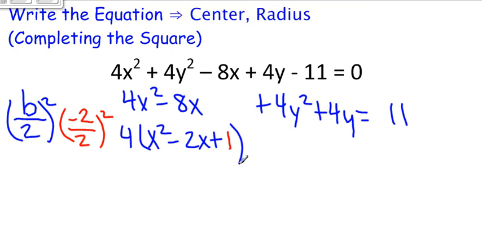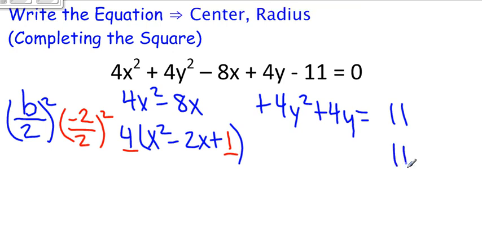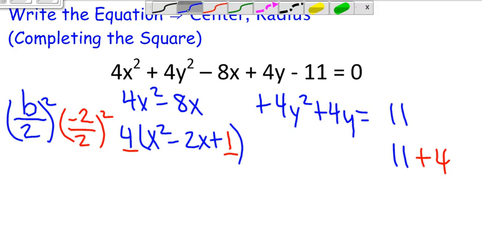here. And when we add 1 to one side, we have to add it to the other. Now, I'm not just going to be adding 1, but I'm going to be adding 4 times 1, which is 4. So over here, I'm still going to have my 11, and then I'm going to be adding my 4. Okay, now I'm going to complete the square for the second one here.